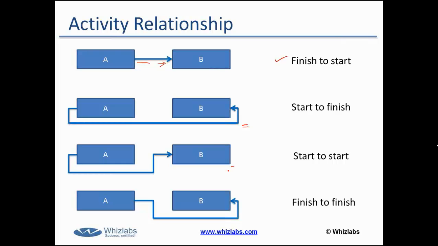And the fourth one is finish to finish. You can finish activity B only after you have finished activity A. For example, you can finish a project only when you have finished the documentation. Administrative closure is not complete without the documentation of project reports, right? So we can say a project is completed only when the documentation is completed. That's an example of finish to finish relationship.